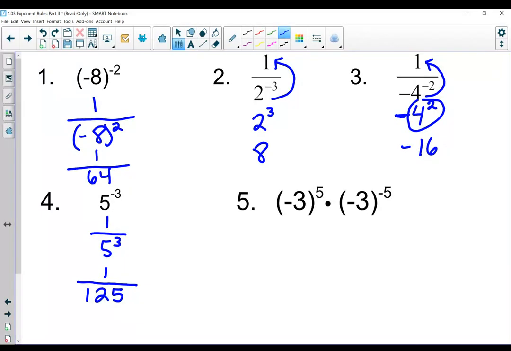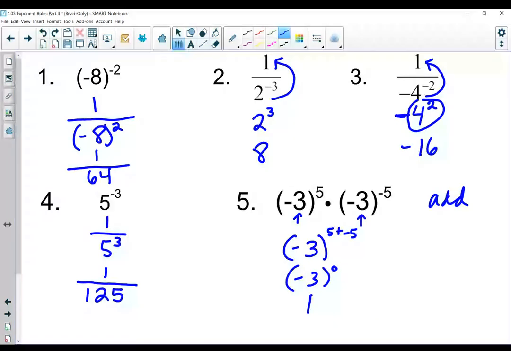So 5, I have the same base. I have -3 is the same base on both of these. And I know that when I have the same base, I am allowed to add my exponents. So I am going to take 5 and -5, and I'm going to add those together. Well, that would make a 0 power, and anything raised to 0 power is 1. That gives us a nice little review of properties we did earlier.